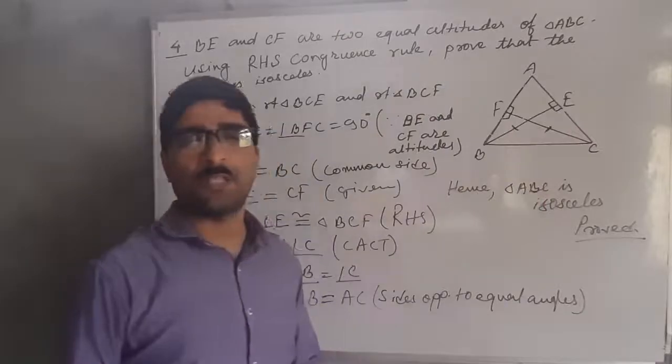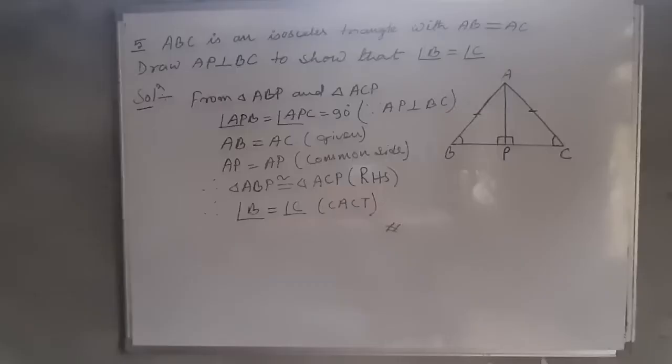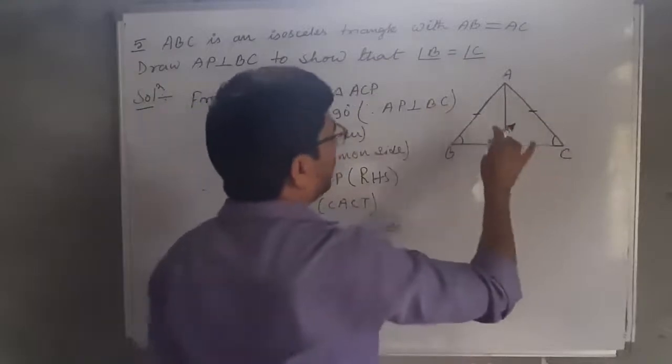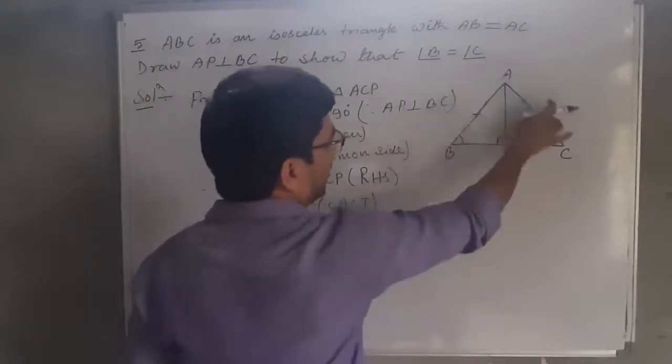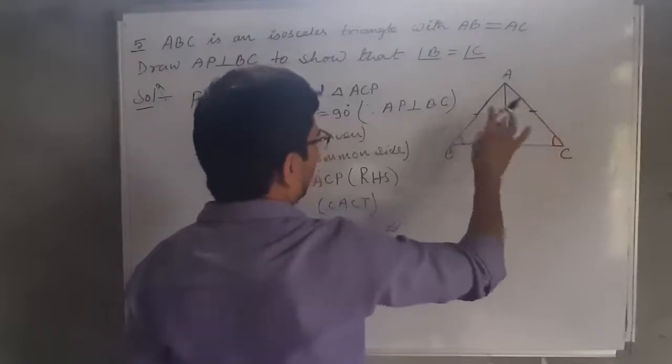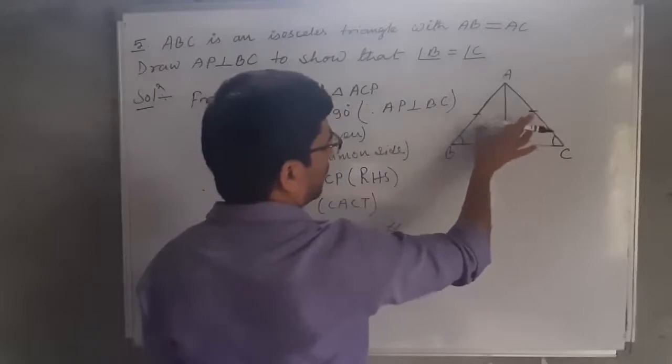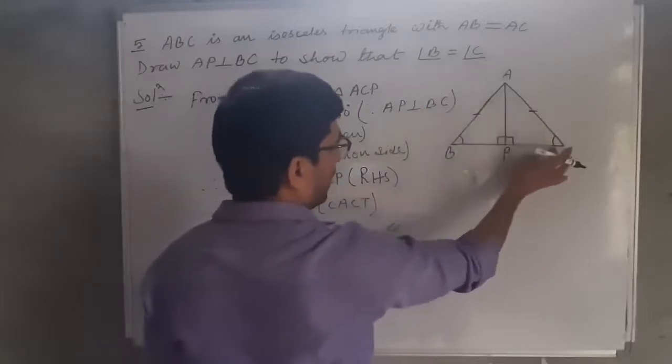Okay, that's it. So friends, another very simple question, question number 5. The question is: ABC is an isosceles triangle with AB equal to AC, that is given, and draw AP perpendicular to BC, to show that angle B equal to angle C. If you would not have drawn this AP perpendicular to BC, angle B and C would have been directly equal because this side and this side are equal. Then their opposite angles will be equal. But here, by constructing AP, we have to show that these two angles are equal.